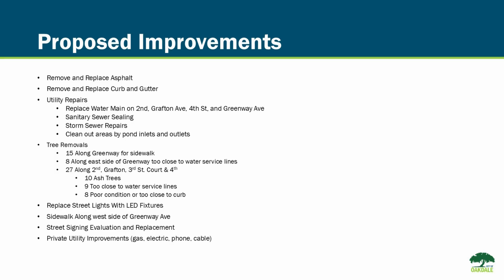We're also proposing a sidewalk along the west side of Greenway Avenue. We have been working with the property owners along that corridor to acquire the temporary easement that's needed for that sidewalk. We'll also be evaluating the street signs along the corridor, and we've notified the private utility companies, including Xcel, Lumen, Comcast, that we are working in this area, and it would be a good opportunity for them to look at their facilities to see if they should be upgraded at the same time.